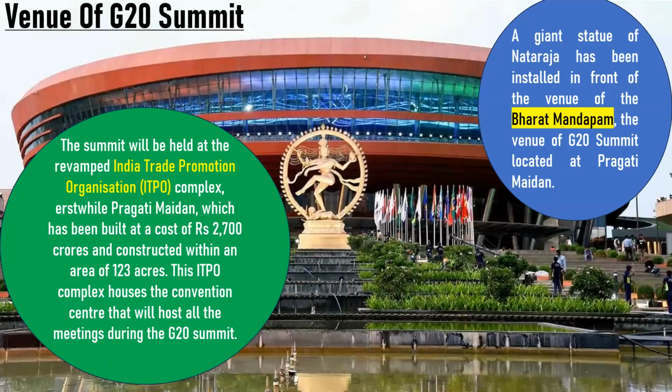The summit will be held at the revamped India Trade Promotion Organization complex, erstwhile Pragati Maidan, which has been built at a cost of around 2,700 crores and constructed within an area of 123 acres. This ITPO complex houses the convention center that will host all the meetings during the G20 summit. A giant statue of Nataraja has been installed in front of the Bharat Mandapam, the venue of the G20 summit located at Pragati Maidan.